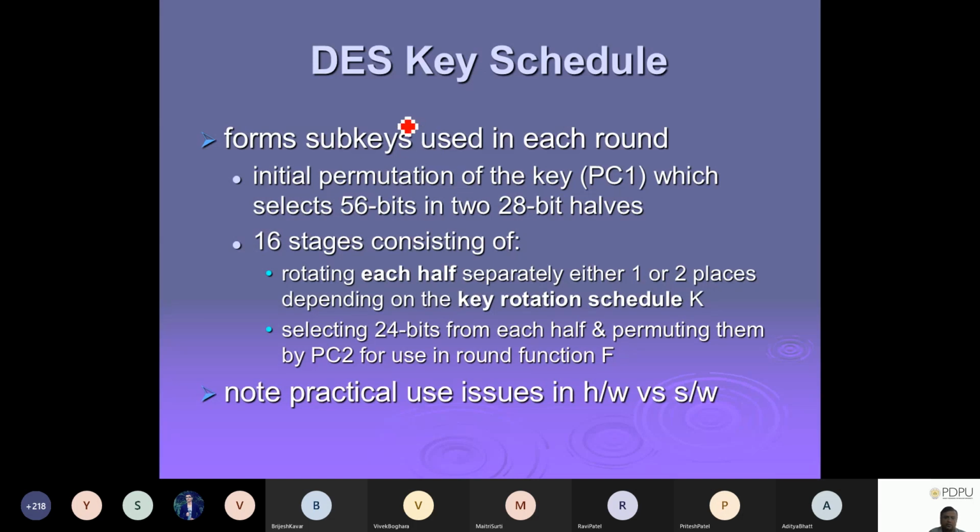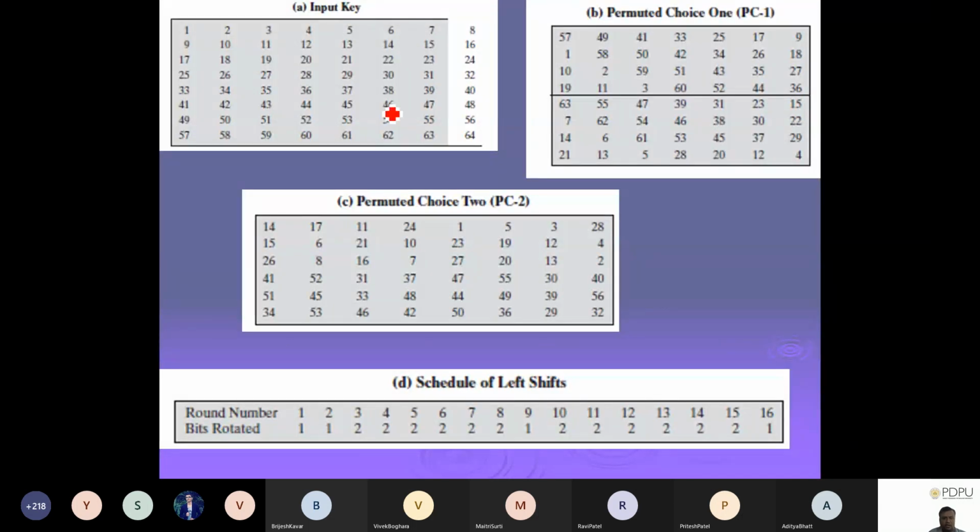Now this is our key of DES, the Data Encryption Standard. We have divided this into 28 and 28 bits. For example, this is our input key. If you remember our diagrams, we start with a 64-bit key, and then we only take 56 bits. The remaining 8 bits we discard. The reason is that these 56 bits will be divided into two 28-bit parts, and then permutation choice 1 and permutation choice 2 are required.